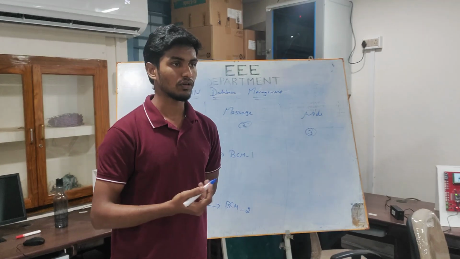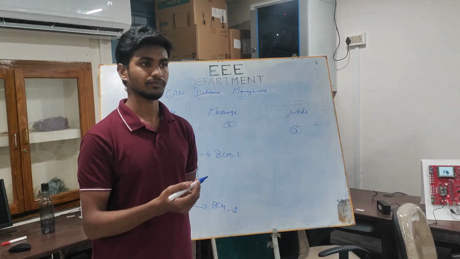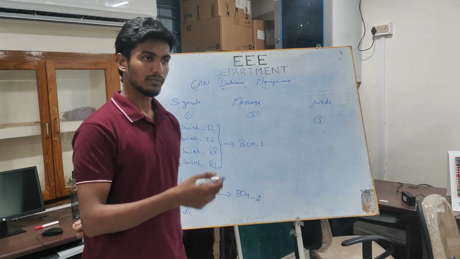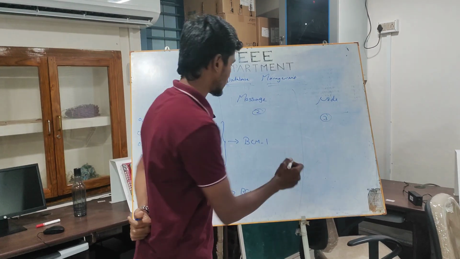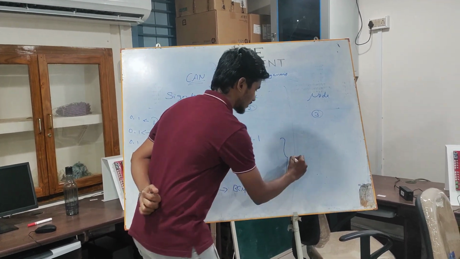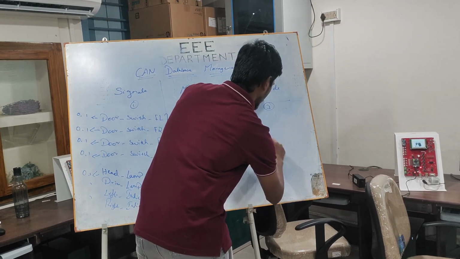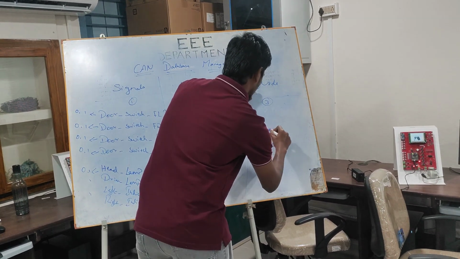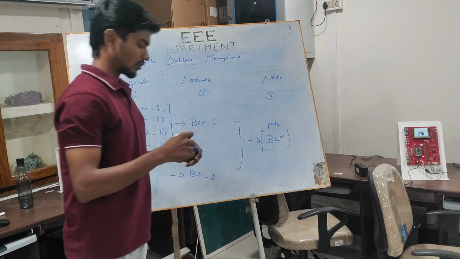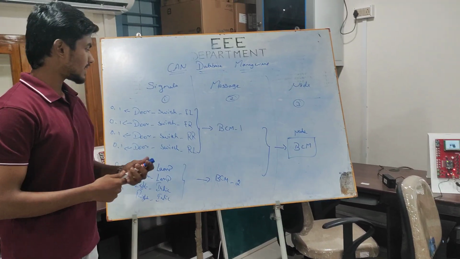Node means electronic control unit. Which ECU? The body control module ECU. So these two are associated with our body control module ECU. It is called a node. So now you can easily understand.